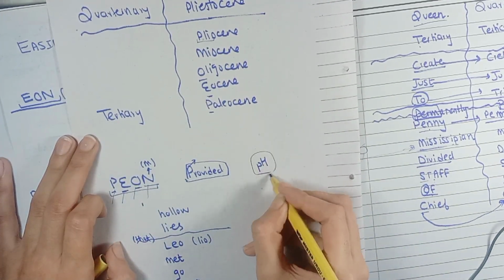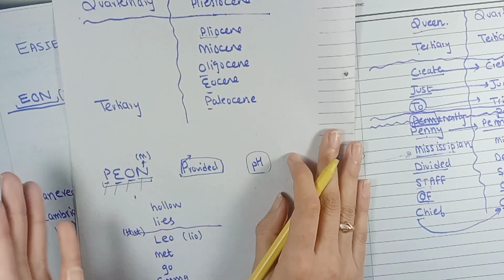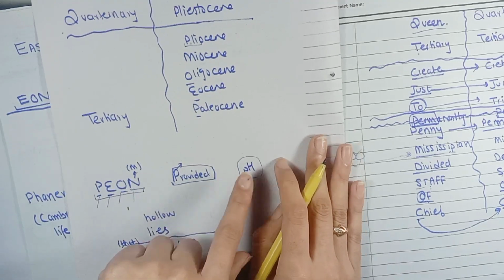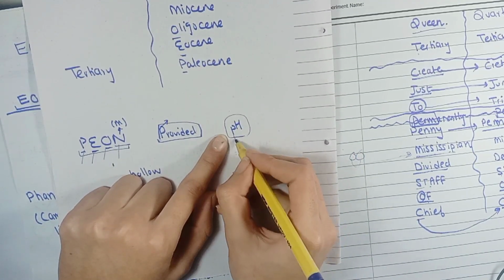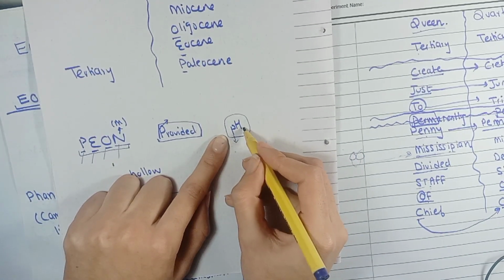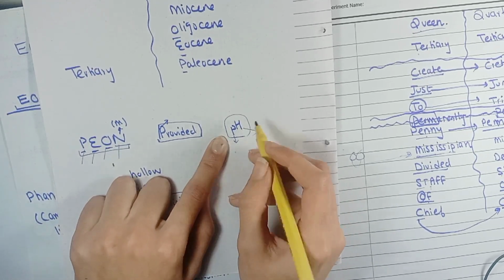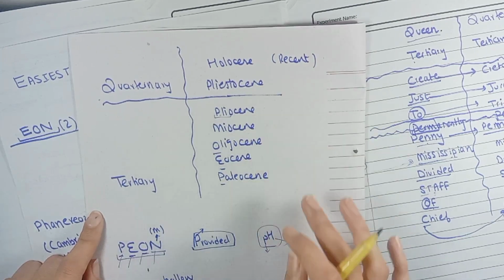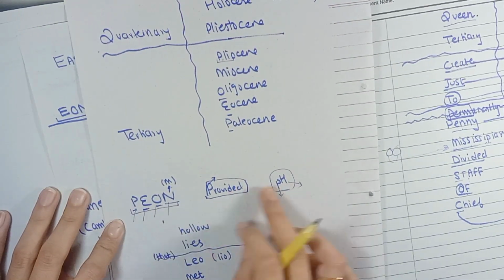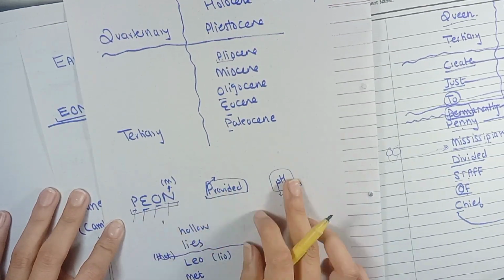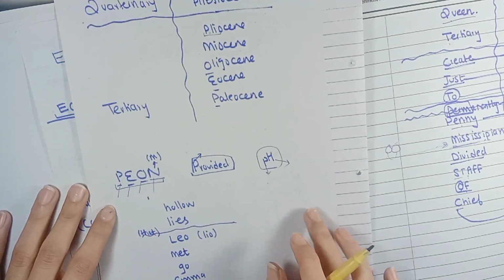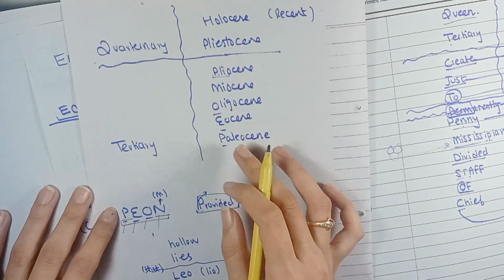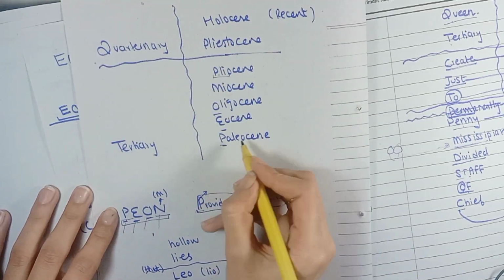Now all of you know the pH or the pH scale. In any sense you can take this sentence just to learn your epochs. So the P for the pH is for Pleistocene, and the H will stand for the Holocene. The Holocene epoch is also known as the recent. So this is the easiest trick to remember this: PEON provided pH. Now sometimes there are 3 P's in this line, P, P, P, so it gets confusing, like which P is where.